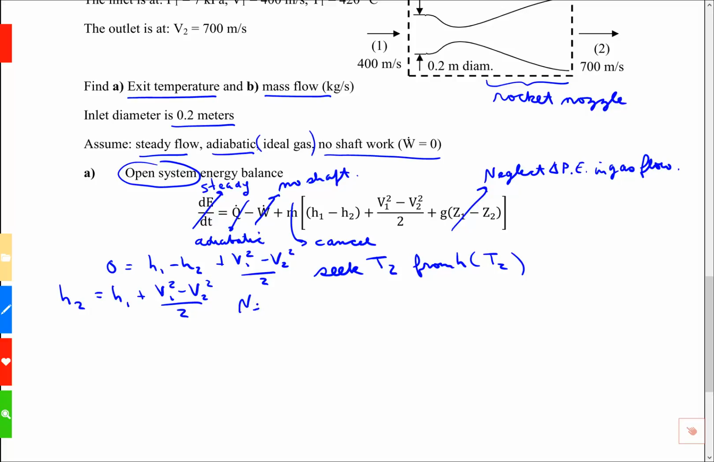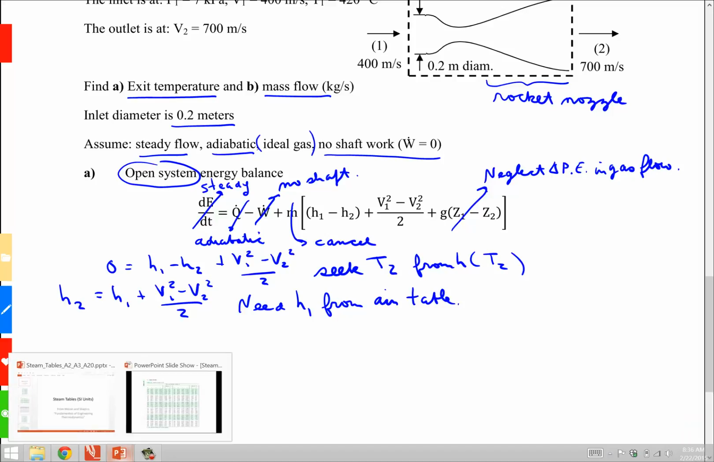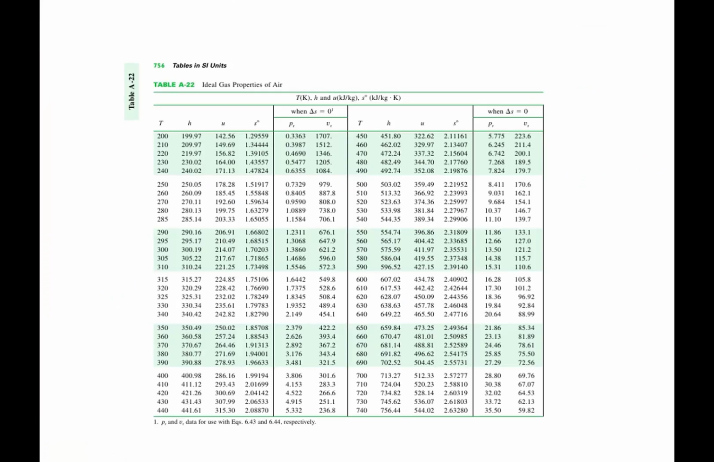So we need H1 from a table. We're going to use the air table at the temperature T1. All right, let's go find an air table. Looks like this. This is the ideal gas properties of air, and it lists temperature in kelvins and enthalpy, what we're looking for, in kilojoules per kilogram. So here's temperature, and it goes down, and here's H, the next column over.